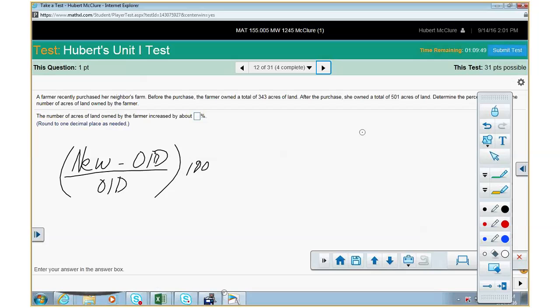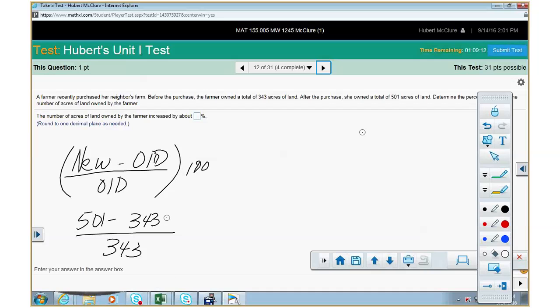If I made $50,000 last year, and this year I made $60,000, what's the percent increase? Well, that would be new, 60,000, minus 50,000, over the old, which is 50,000. So in this case, a farmer recently purchased her neighbor's farm. Before the purchase, the farmer owned 343 acres. So what is that? Old. So 343 over 343. After the purchase, she owned 501.